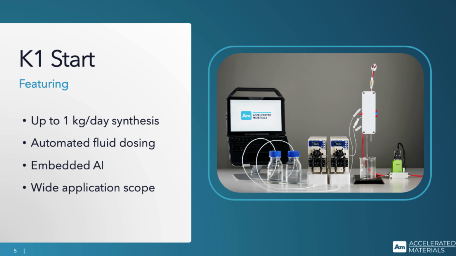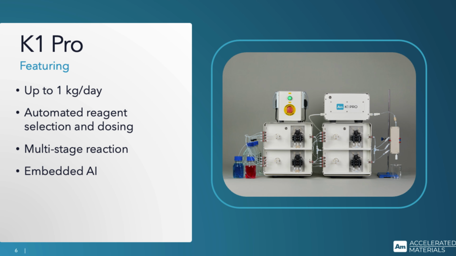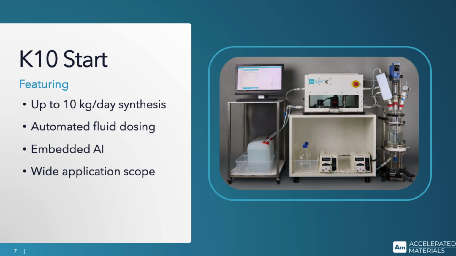So last year, we actually went to market with the K1 Start, and we were already at a kilogram synthesis today. And since then, gone on to release our K1 Pro. This was much earlier this year. And with the K1 Pro, it allowed our clients and our partners to automate their reagent selection and dosing processes. Today, we are very excited to share with you our K10 Start. It goes from a kilo straight up to 10 kilos. It keeps all the benefits from your K1 Start, and it allows you to continue to work with our AI software for your material needs.